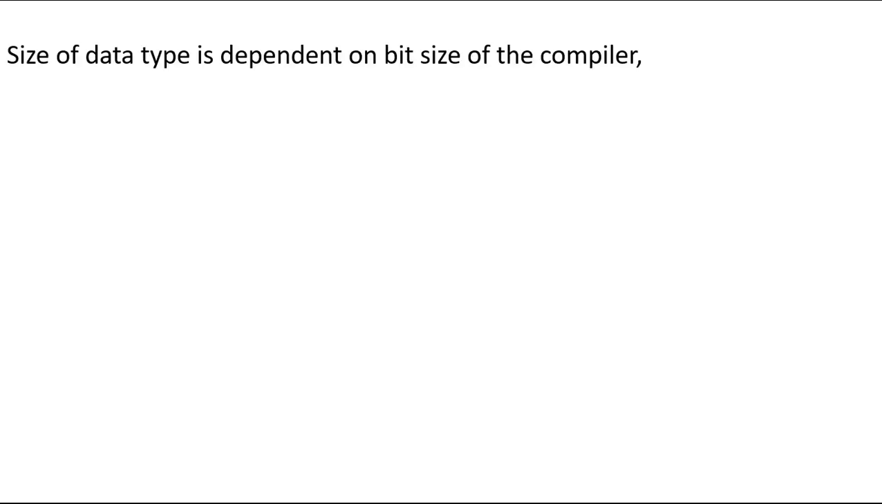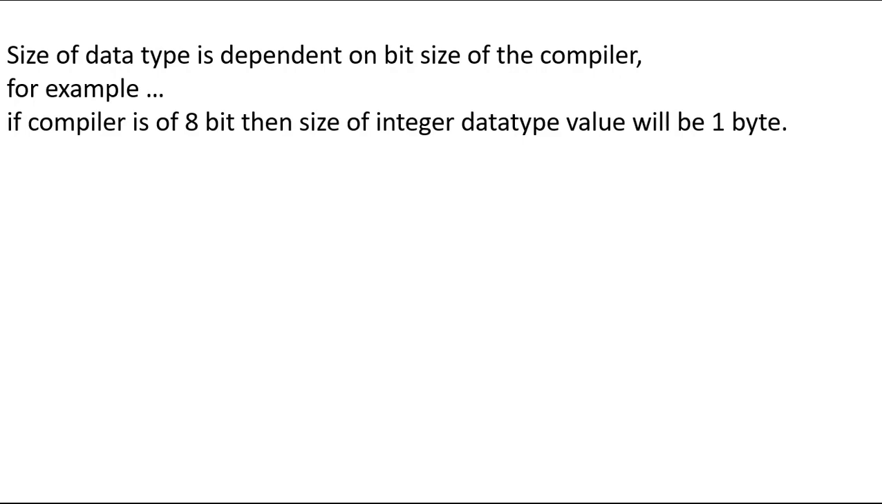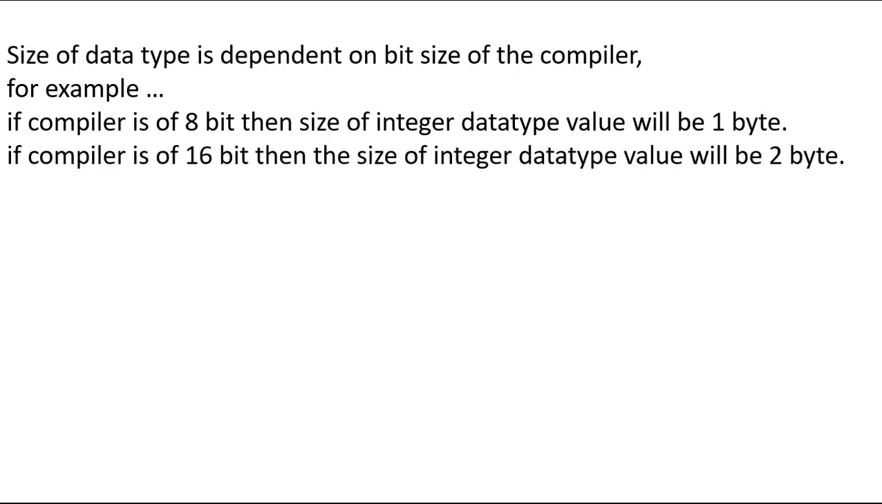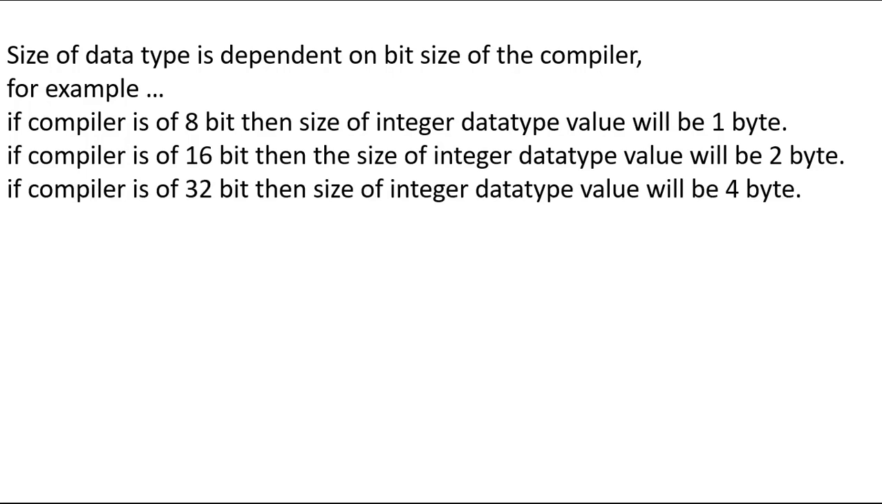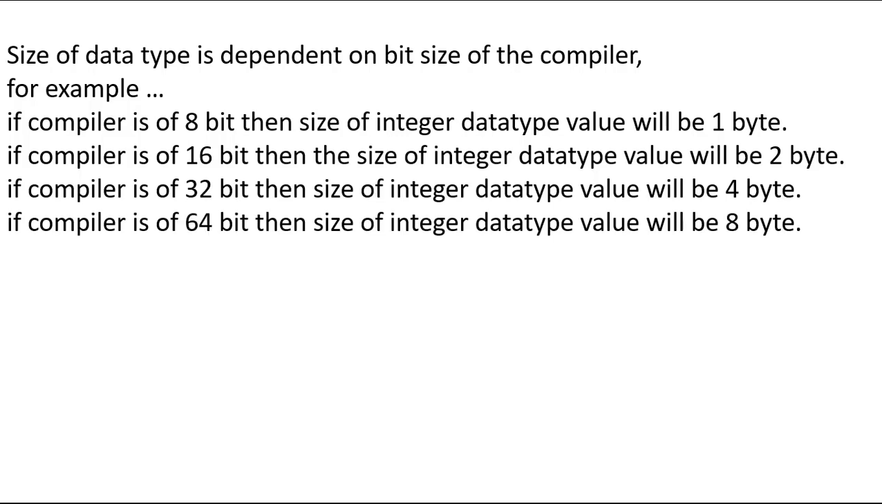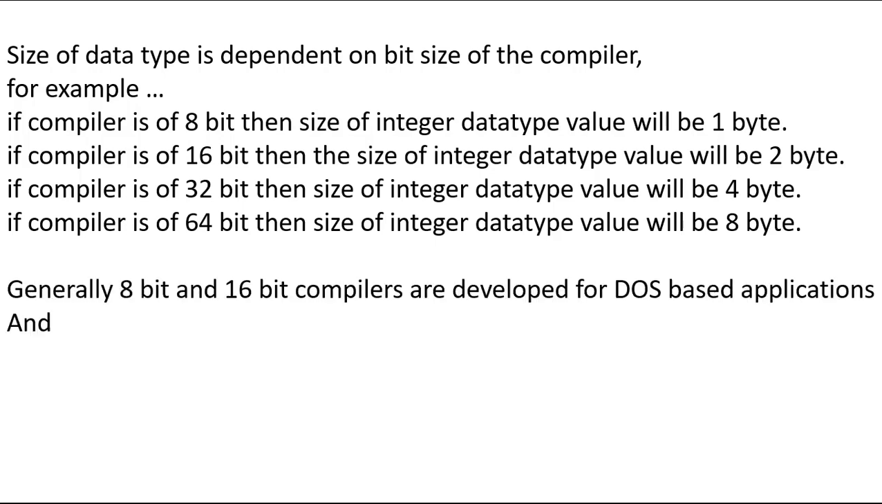Now, the size of a data type is dependent on the bit size of the compiler. For example, if the compiler is 8 bit, then the size of an integer data type value will be 1 byte. If the compiler is 16 bit, the size will be 2 bytes. If it is 32 bit, the size will be 4 bytes. If it is 64 bit, the size will be 8 bytes.